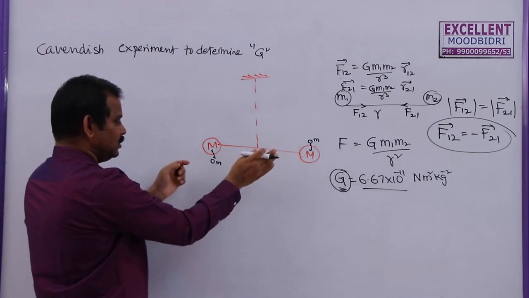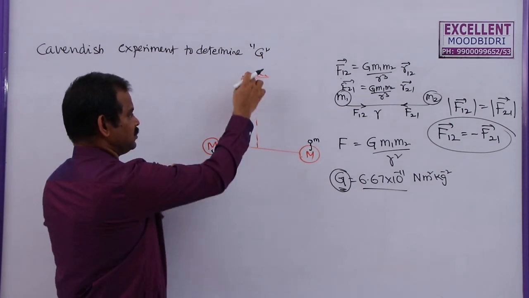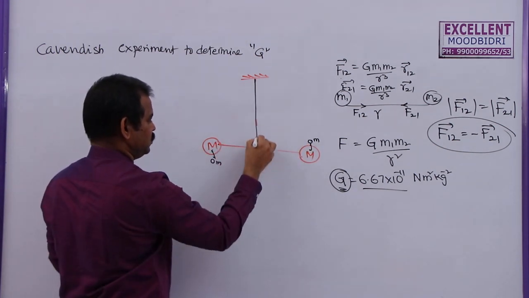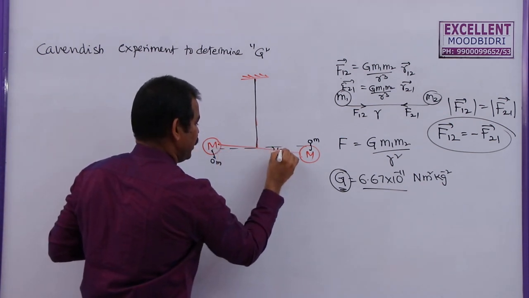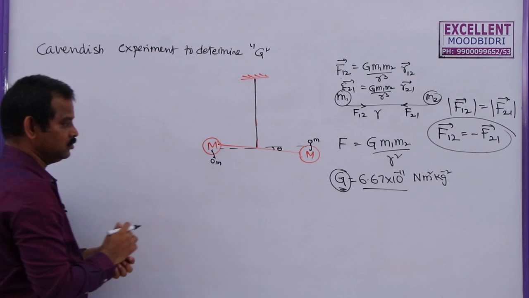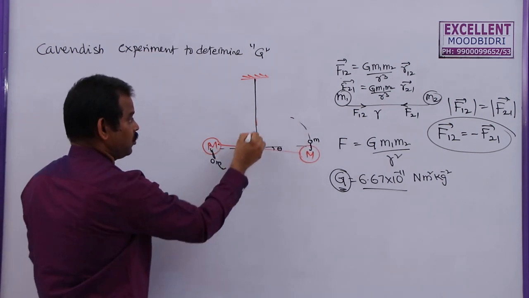Due to this, these masses will move slightly. As these two masses are suspended from a support, they will move, rotating by an angle theta. They are going to rotate in this direction. So a torque is acting here.